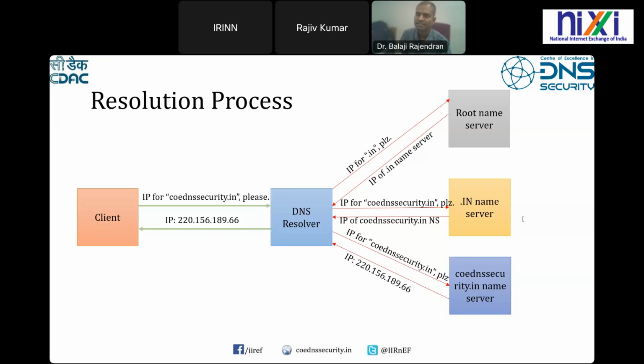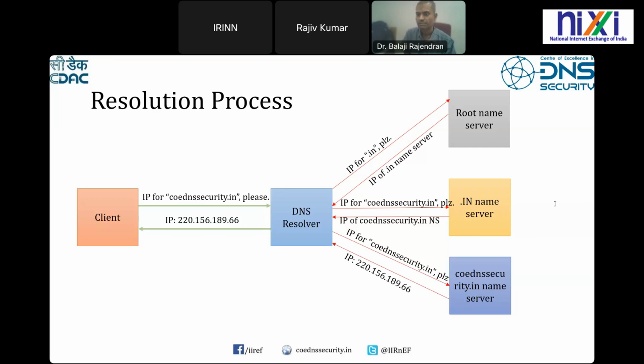Can DNS hide the IP address? No, DNS cannot hide the IP address. The domain name is human readable and human friendly, while the IP address is machine friendly. DNS is only a translation between these two, so there is no concept of hiding here. If anyone wants to find the IP address behind coidnssecurity.in, they can just Google it and get it.